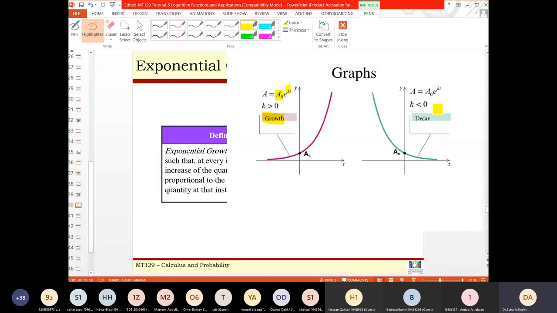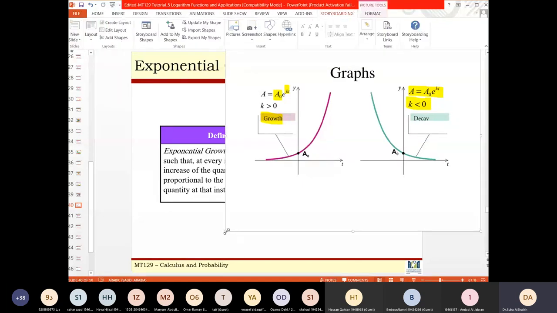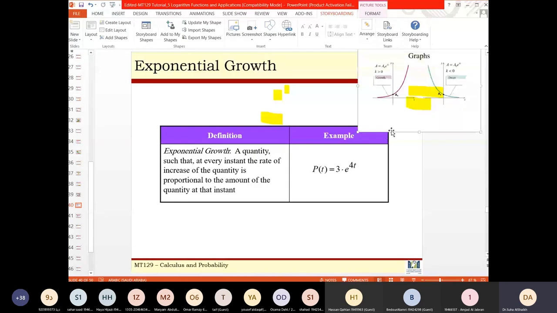The decay, when there is a decrease, again it is A equals A naught e to the power KT, but the K is negative in this case. It's a negative number. Okay? We will get this when we have our examples.